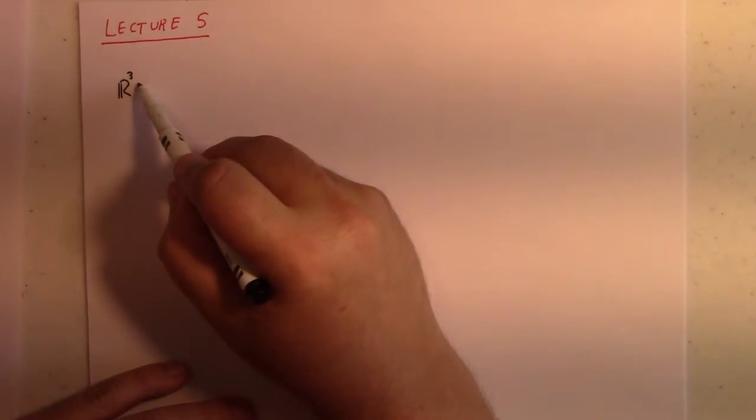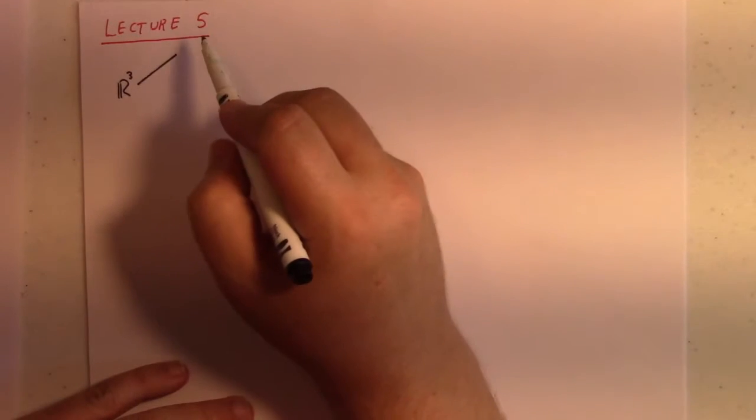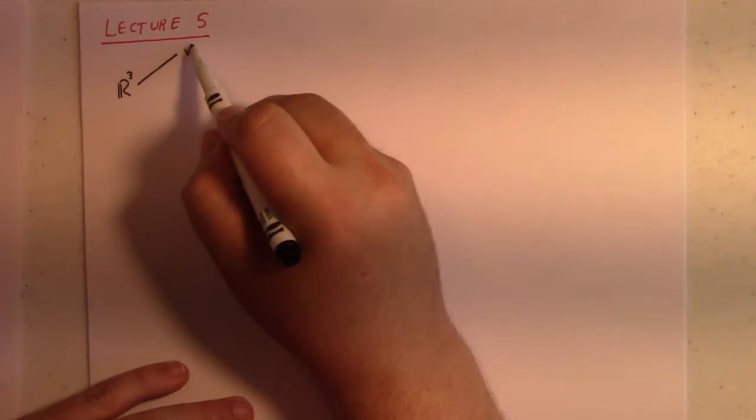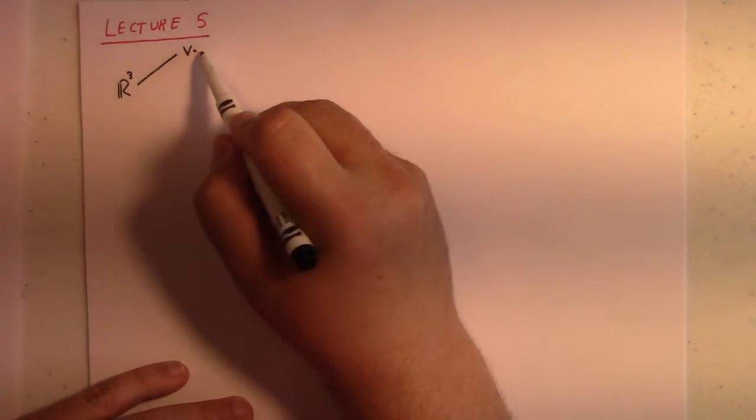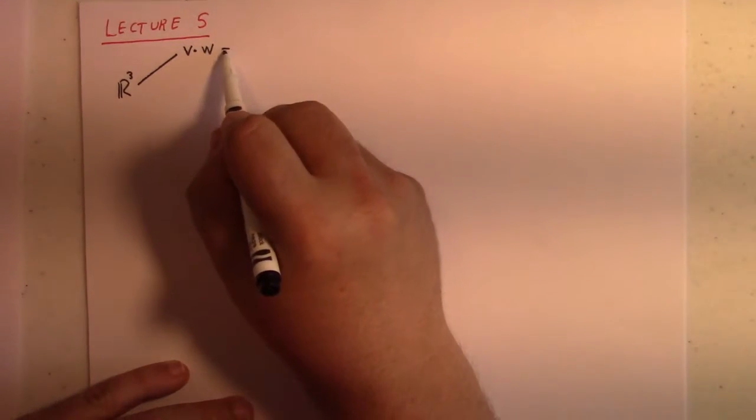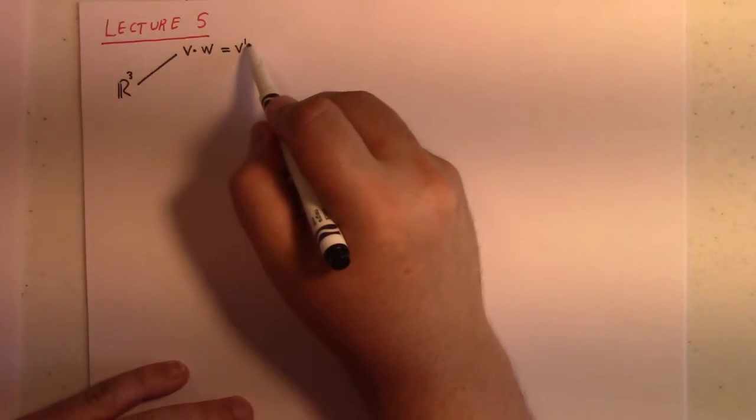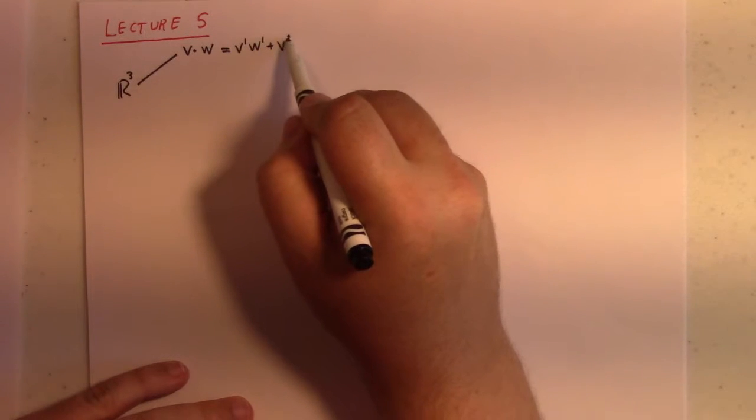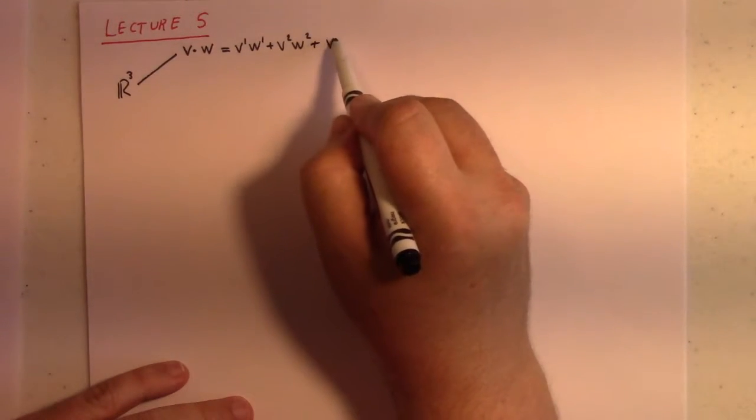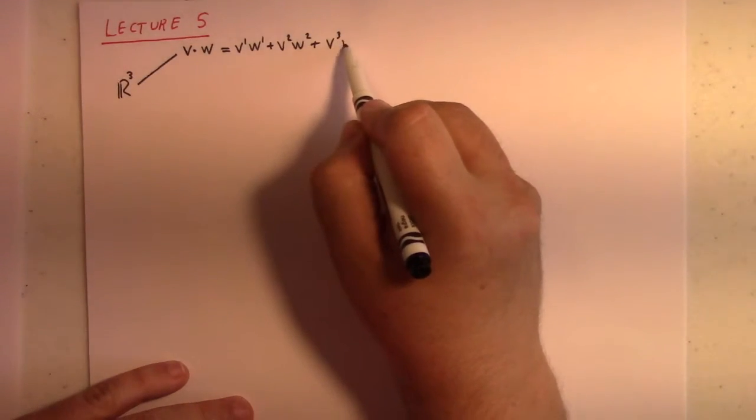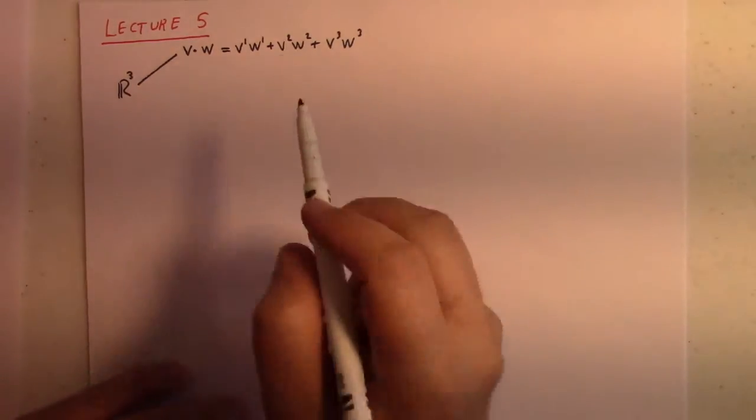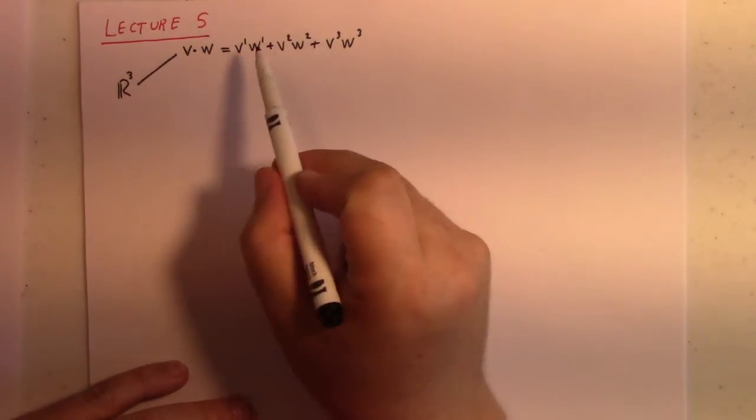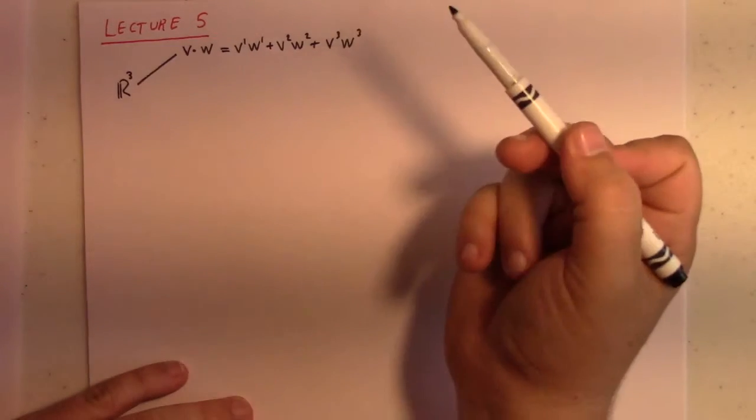And I can do a couple things. One thing is, of course, I can take the dot product of v and w, right? v dot w, what is it? It's, in our notation, v1 w1 plus v2 w2 plus v3 w3. So I can take the dot product of points in R3 because I can identify points with vectors.